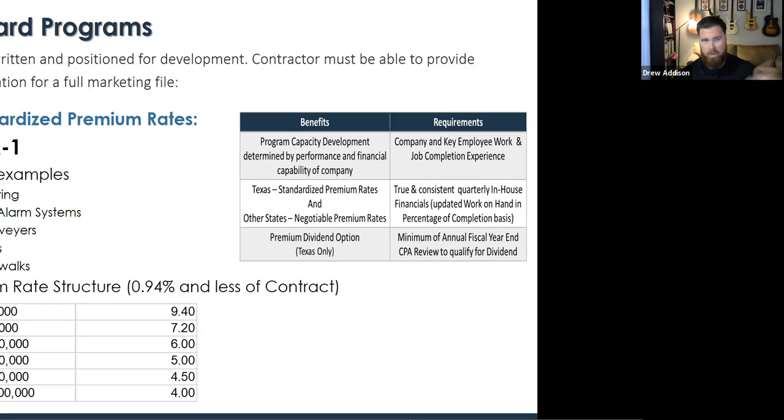So for each one of these, I have a scope example. For class A1, it's the lowest rates that we have. Here's some scope examples: flooring, fire alarm systems, conveyors, signs, sidewalks. Premium rates start at 0.94%. All these premium rates are structured, so the larger the contract, the smaller the premium rate.